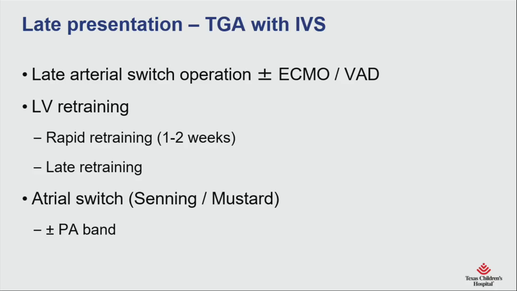The other option is just the old atrial switch that's not used much anymore, but it's still an option, with you doing a Senning or Mustard. And you can add a PA band to kind of also start retraining that ventricle, so at some point you could potentially come back and do an arterial switch conversion.